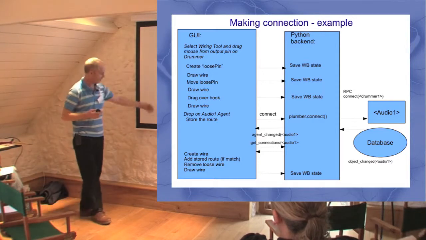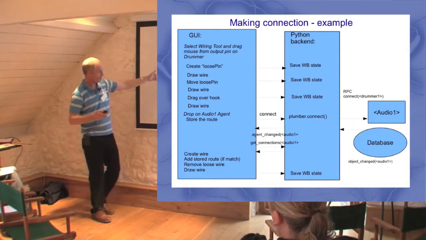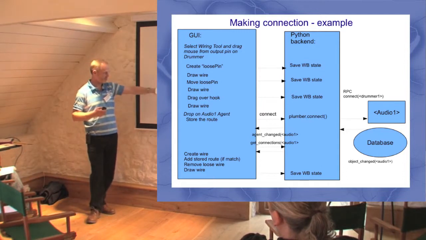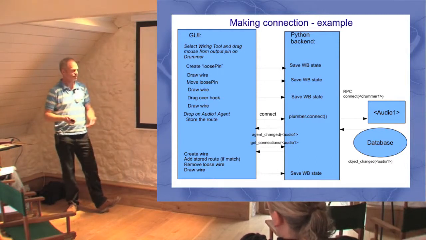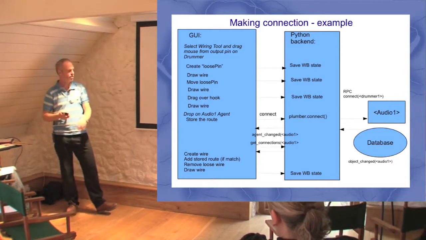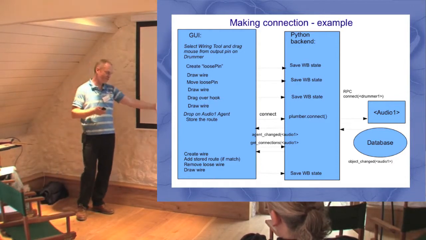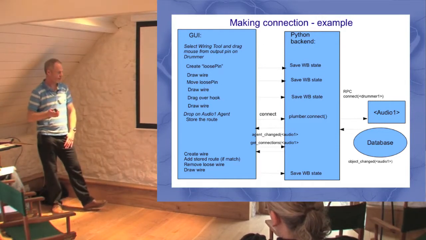And then back in the GUI, create a new wire. Oh, I forgot this bit here actually. This is the silly saving the root of that loose connection before you make the connection. So you've got all that routing information where you've drawn that wire, and then add that into the new wire when it's created.